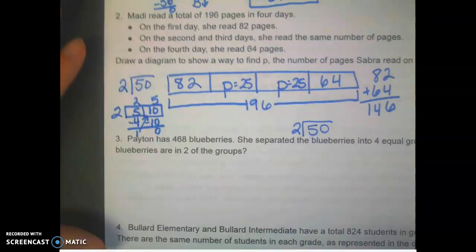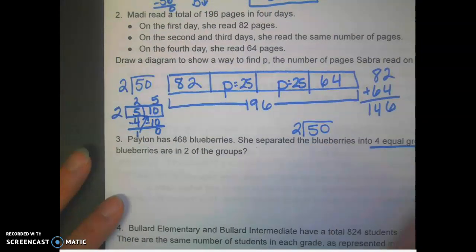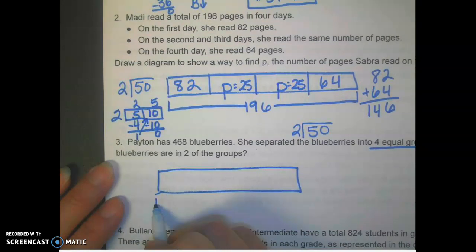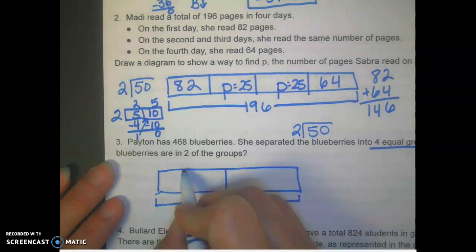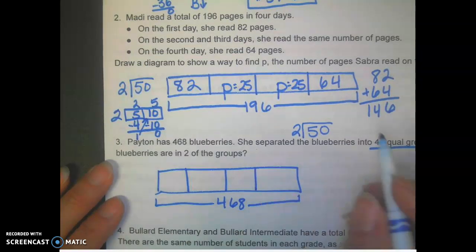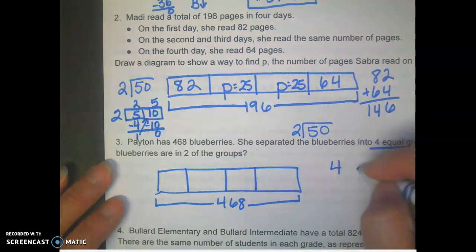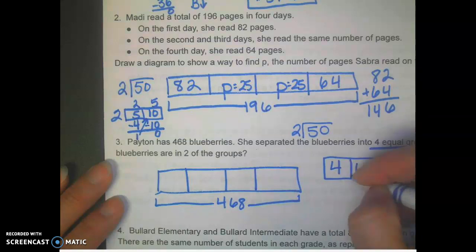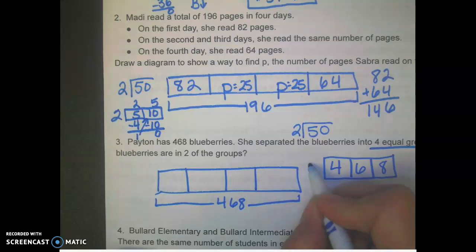All right. Peyton has some blueberries, and she separated them into 4 equal groups. So you have a total of 468 blueberries divided into 4 equal groups. And they want to know how many are in 2 groups. So we've got to first figure out how many blueberries are in 1 group. So I can do 468 divided by 4. I can divide using the box method. And I want to divide by 4.